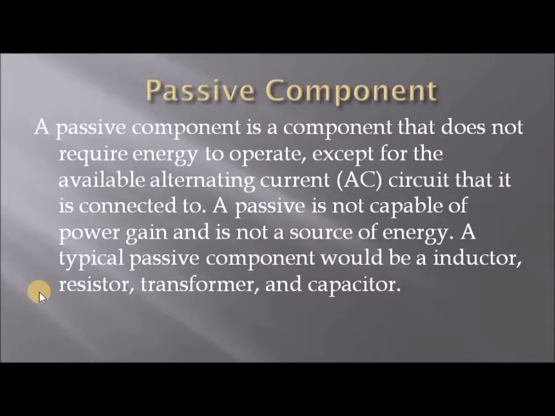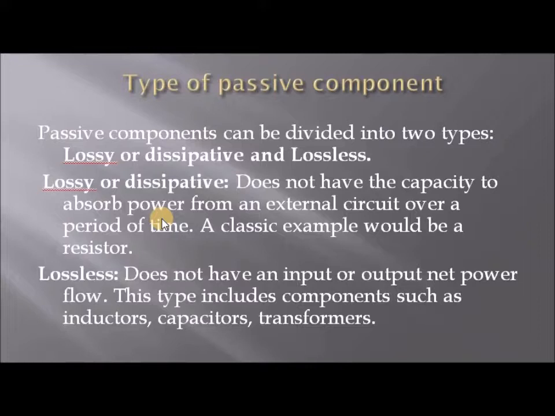However, they can increase current or voltage by an LC circuit that stores electrical energy from resonant frequency, or by a transformer, like an electrical insulator. There are two types of passive components. Passive components can be divided into two: lossy or dissipative, and lossless.